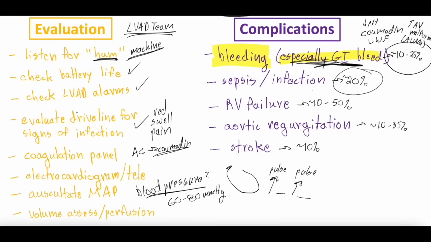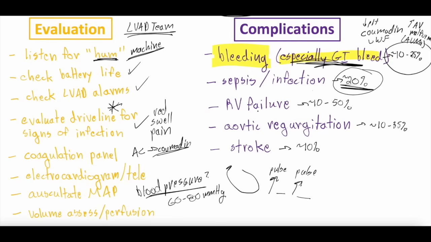Oftentimes it's from that drive line, right? We said evaluate that drive line. The drive line goes from the external world into the patient's body, so high risk for infection. Many of these patients need blood cultures, close monitoring of their drive line, and always a clinical suspicion for sepsis or infection if they're coming into the hospital for really any complaint.